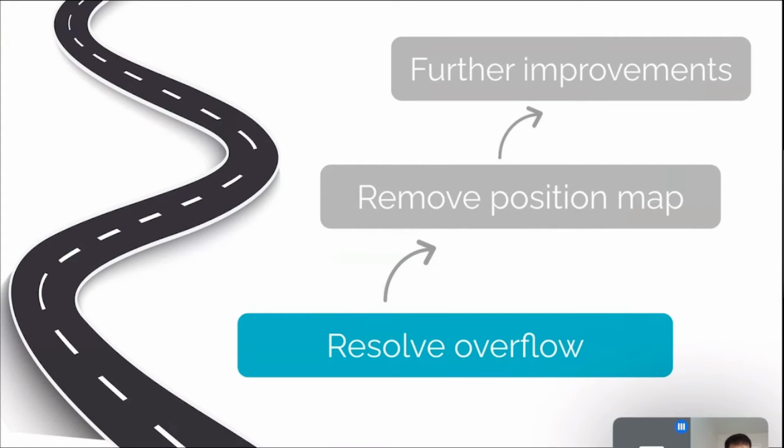So in fact, there are a few remaining problems we have to address. One is this overflow problem. And the other is we have to get rid of the position map, as I said. Right now, we are assuming that the CPU can store the entire position map, which is not realistic. And then I'll tell you some further improvements.